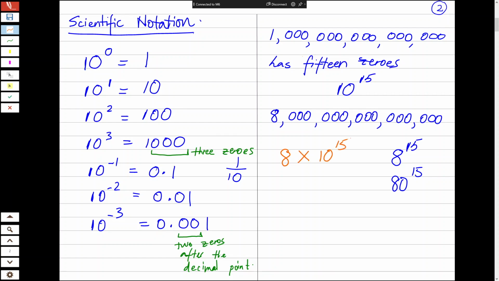So don't worry about this yet. Just notice that to get from this number here, which is 1, I multiply the whole thing by 8 to get this new number here. And 8 to the power of 15 would be 8 by 8 by 8. So if I have 10 to the 15, and now I want 8 of them, I'm going to multiply the whole thing by 8. Okay?